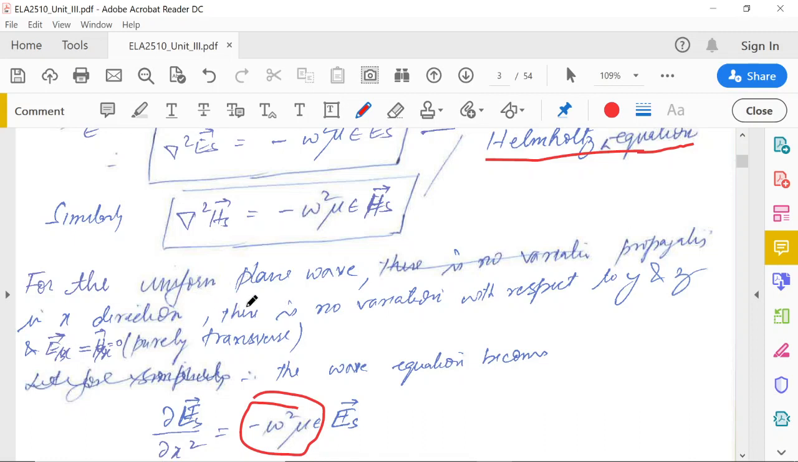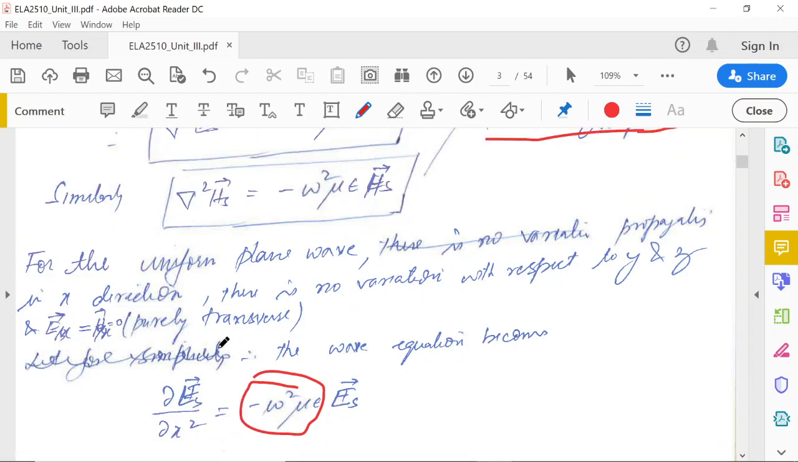So uniform plane, we have already defined, means the fields are independent of two directions and vary only in one direction. So here let's suppose the wave is propagating in the x direction, that is, the wave is varying in the x direction, and the variation with respect to y and z is zero. Second, we have already seen that when the wave propagates in the x direction, the Ex component and Hx component become 0 and the wave is purely transverse.